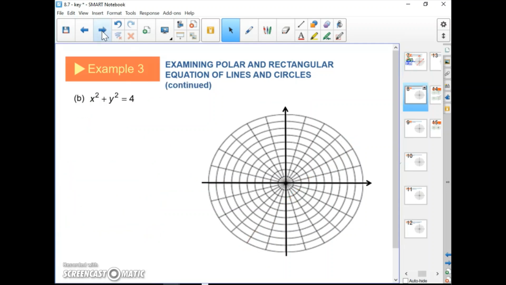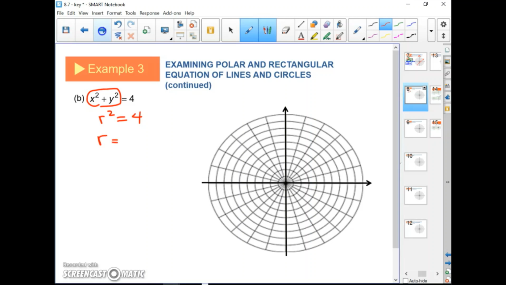Let's go ahead and look at part B. Part B, we're doing the same thing. Well, notice x squared plus y squared. X squared plus y squared is equal to r squared. We've got a formula for that. So r squared equals 4. If you took the square root of both sides, you're going to get to r equals 2. You can say plus or minus, but the minus doesn't totally make sense here when we're talking about a radius. Okay? This says radius equals 2.